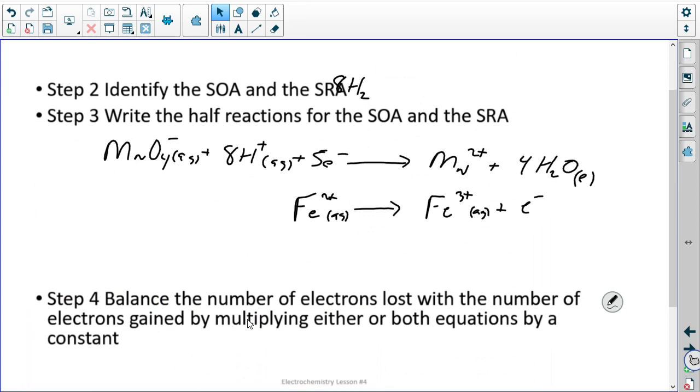Okay. Now, the permanganate gains 5 electrons. How many iron 2 ions does he need to gain those 5 electrons from? He needs 5 of these guys. So we need to balance those ones off.